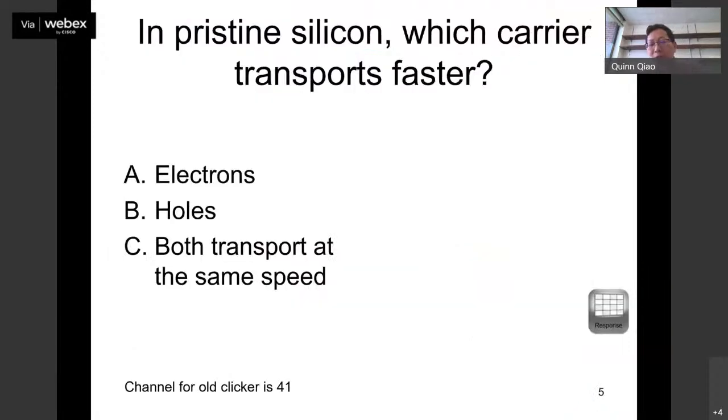The slides have a lot of explanations there. So here, typically, I would ask the students: if you think about silicon, which carrier transports faster?